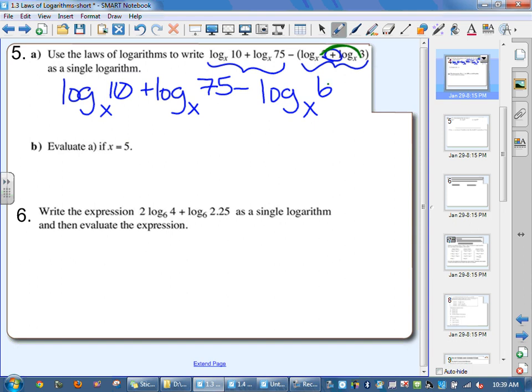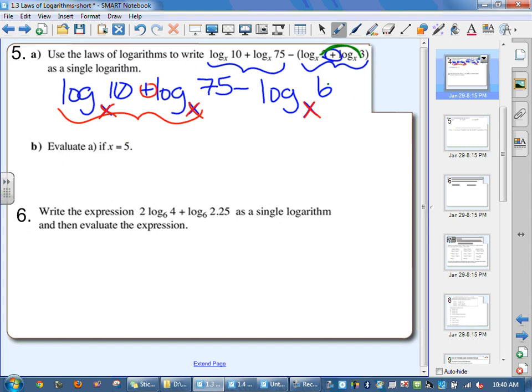Again, what you're checking: are the bases the same? Do they match? They must, otherwise you cannot simplify them. So these are all base x, so yes, I can simplify them. If they were different bases, you can't. The log laws don't apply if they're different bases. So now I'm going to combine the first two. I'm going to take 10, plussing means I'm timesing by 75. So I'm going to times those two numbers.